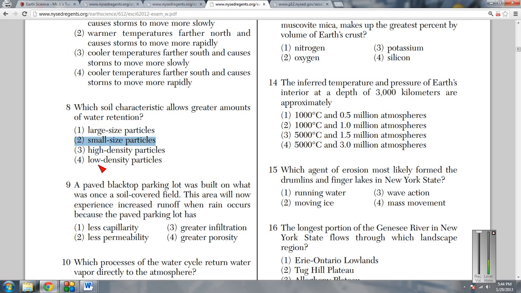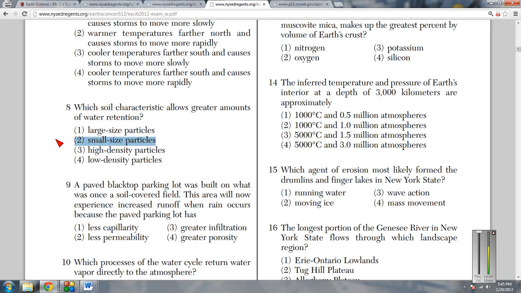3, high density particles. It doesn't really make sense. Okay, density doesn't really change the amount that is going to hold. Maybe a little bit if there's a lot of pressure, you would want something that had higher density because it'd be stronger, but it doesn't make the most sense. And for low density particles, it doesn't really make much sense at all.